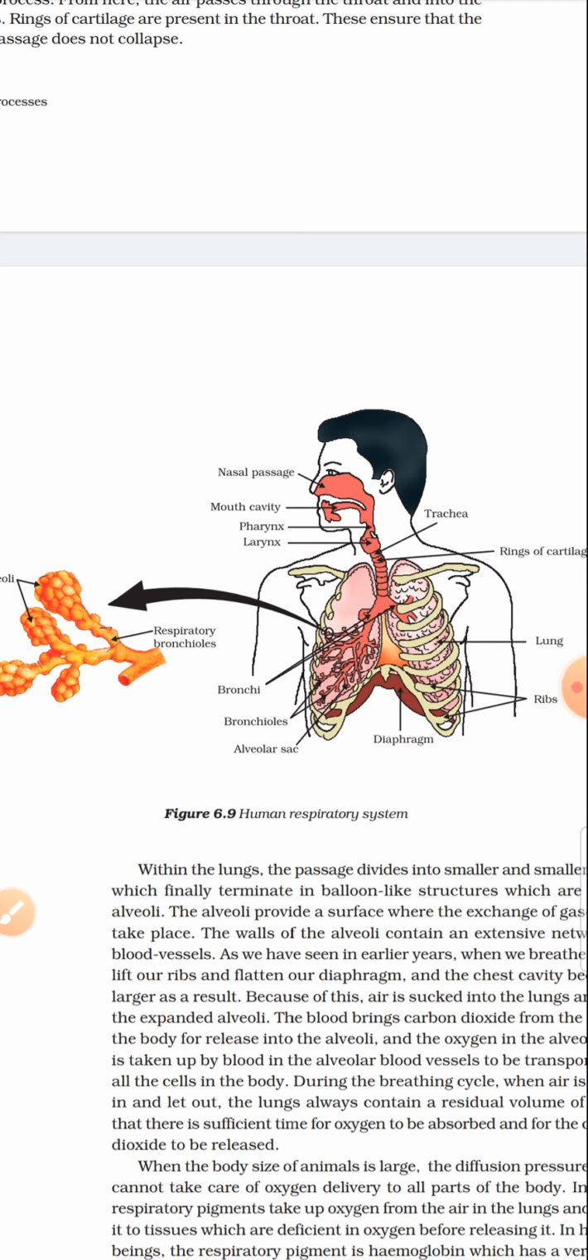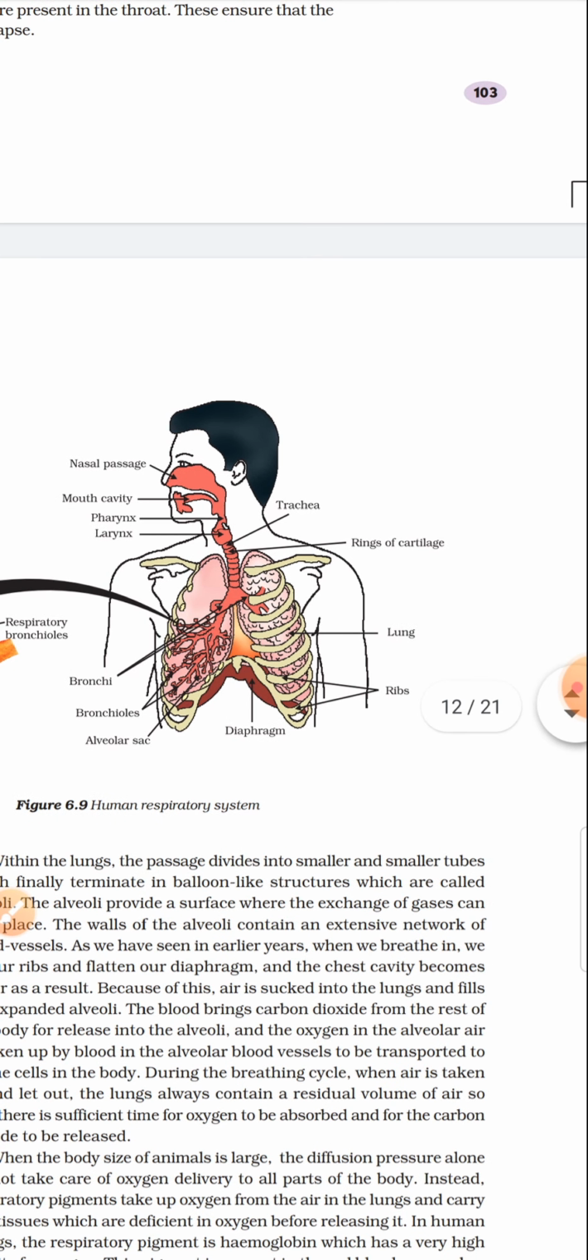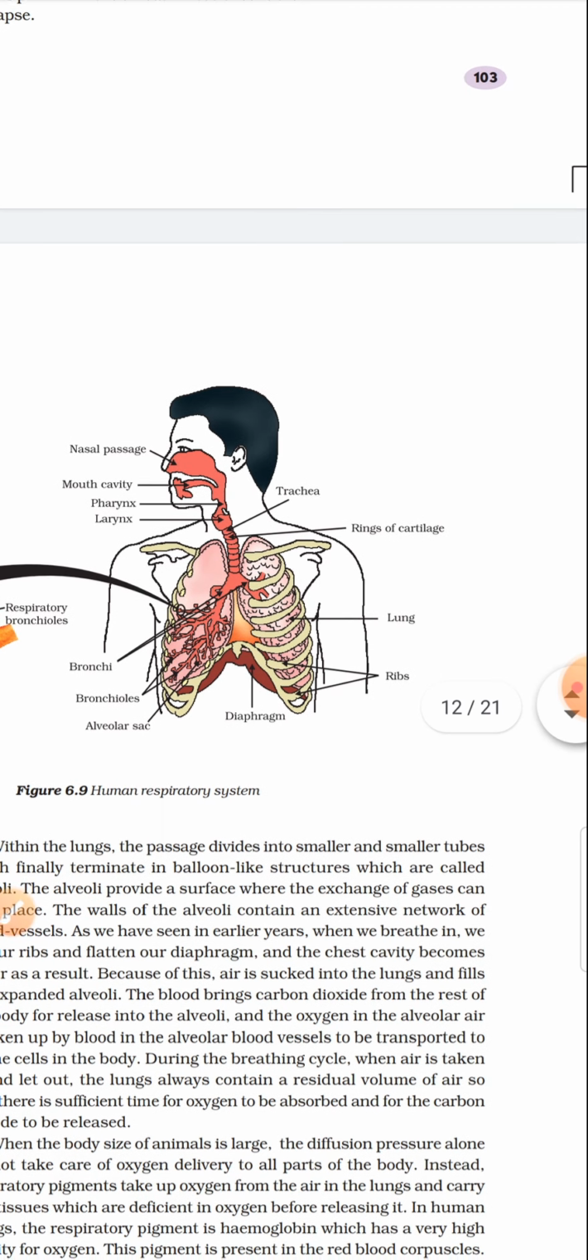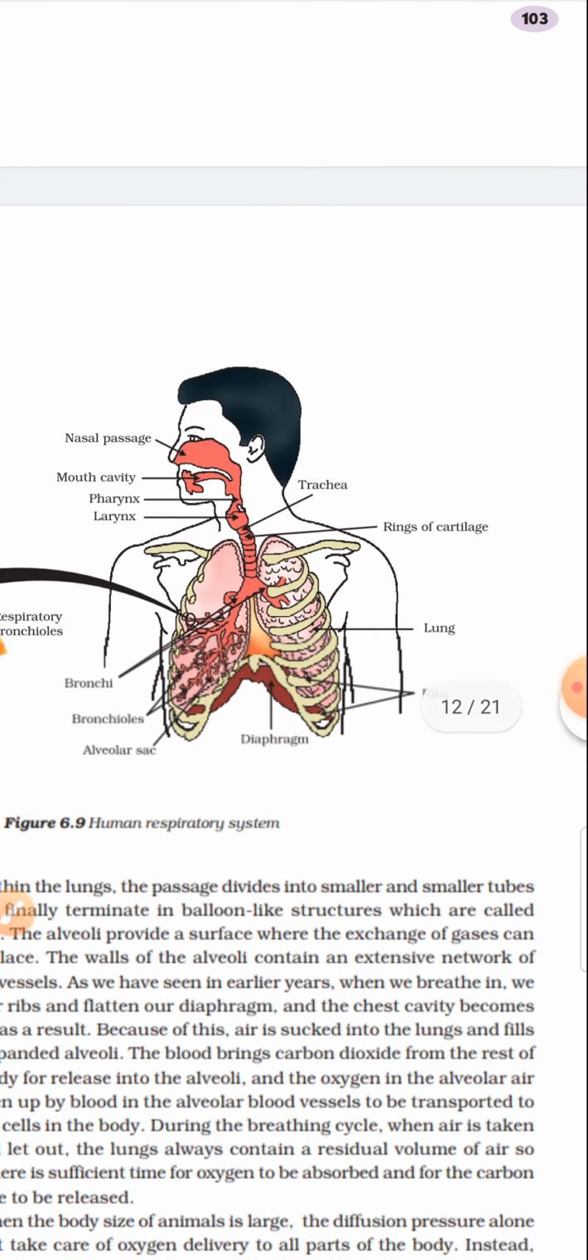Hope you are fine. Now let's move further and today we'll discuss the human respiratory system. Let's start. A very beautiful diagram, students. Please practice this diagram. This is the human respiratory system, the system where we are inhaling oxygen and giving out carbon dioxide. So this is the pathway from where our gas is moving inside our lungs.